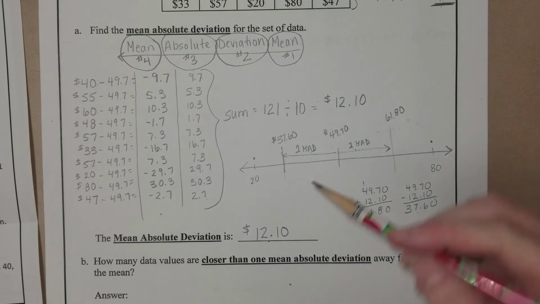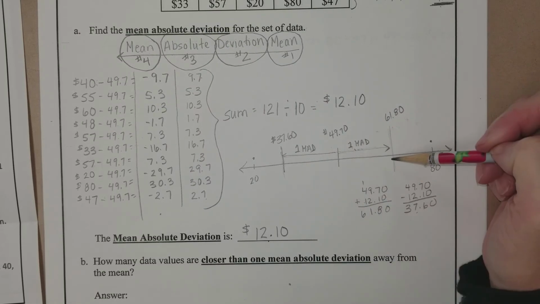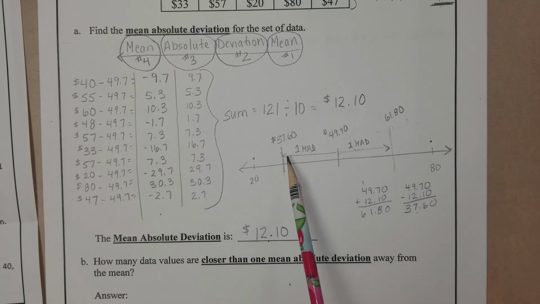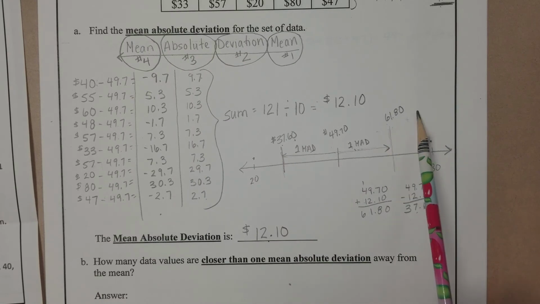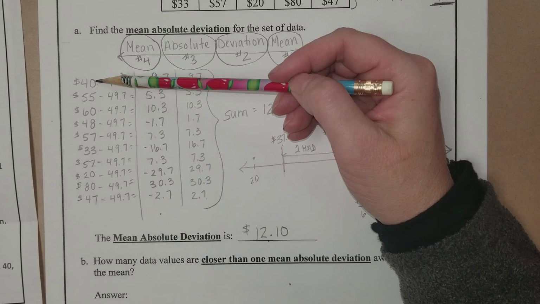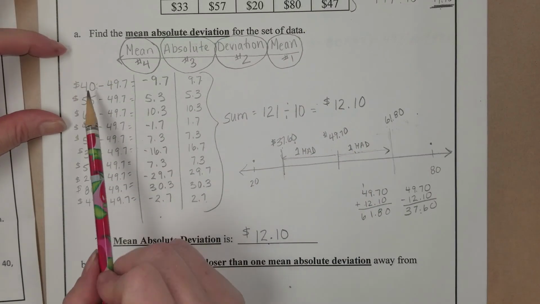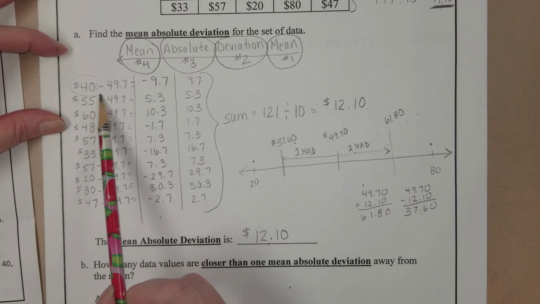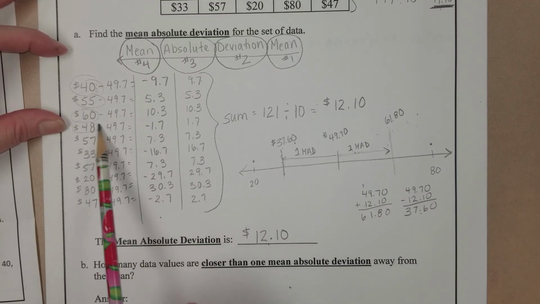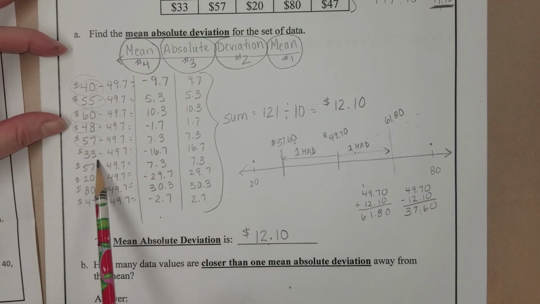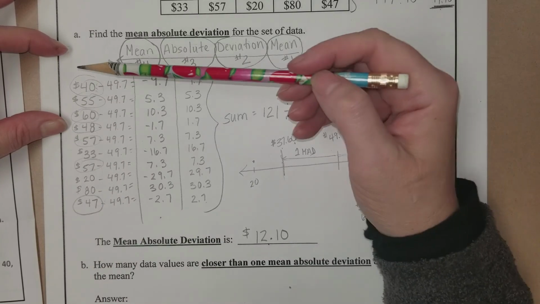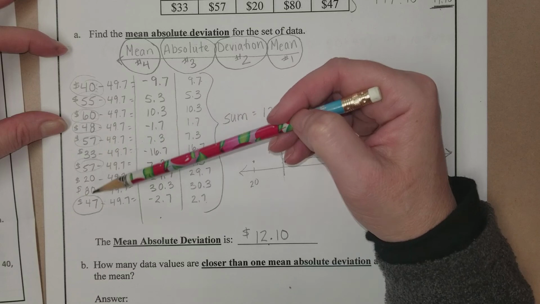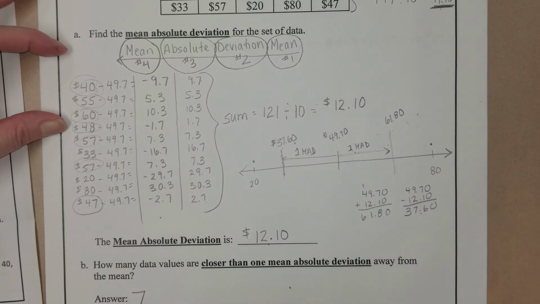Okay, so we could actually plot them all here. We're basically looking for games that are between $37.60 and $61.80. So we can easily identify that. So I'm going to circle the ones that fall between $37.60 and $61.80. So that'd be this. Okay, so we have 1, 2, 3, 4, 5, 6, 7. We have 7.